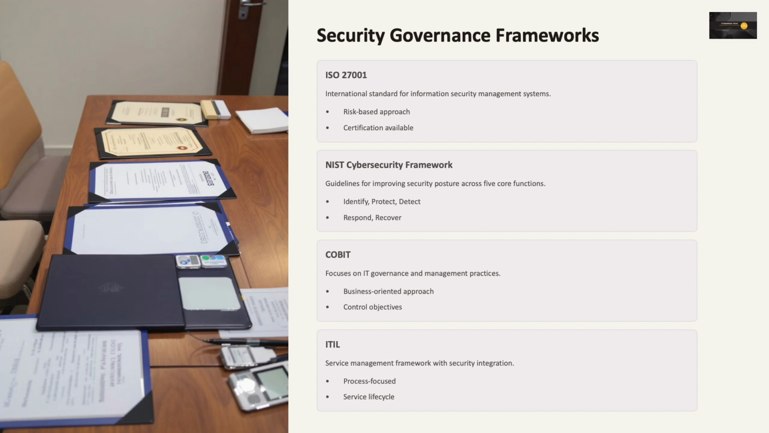Now, these are some of the security governance frameworks which are out in the market, and which more or less every IT organization follows, like ISO 27001, the NIST cybersecurity framework, COBIT for IT governance and management practices, ITIL for service management framework. You can Google each of them and know about them.